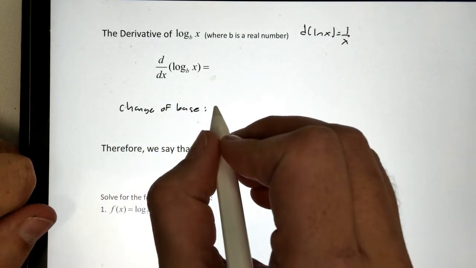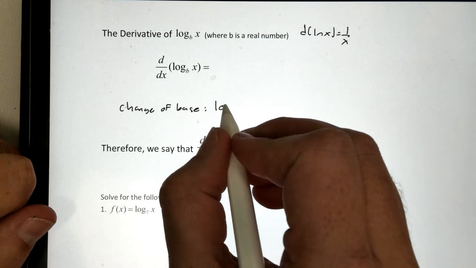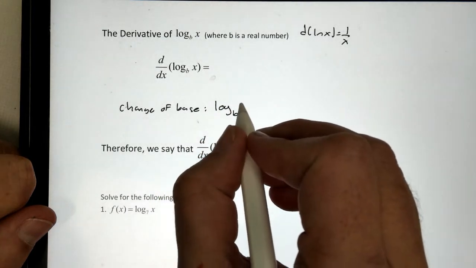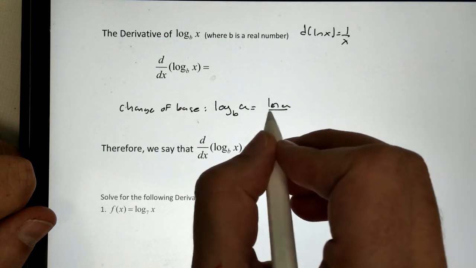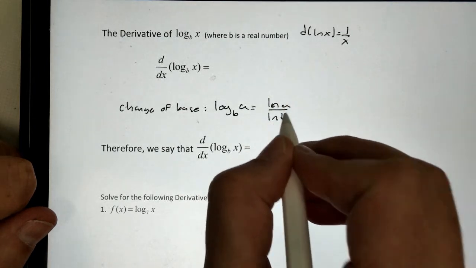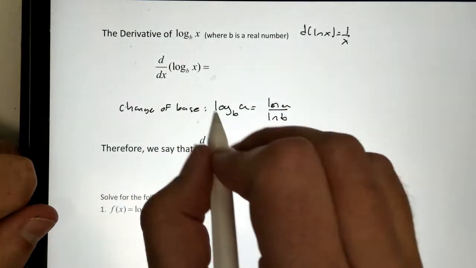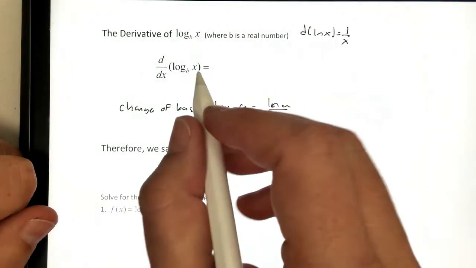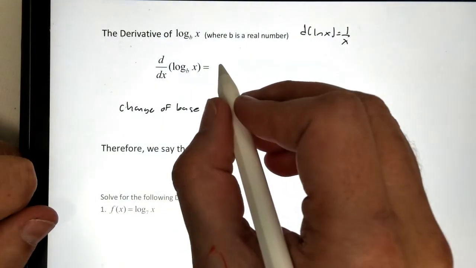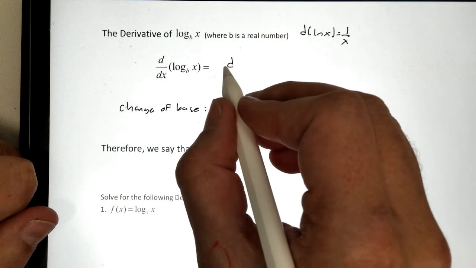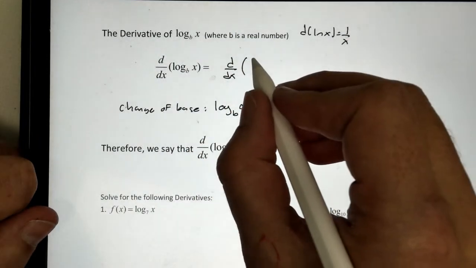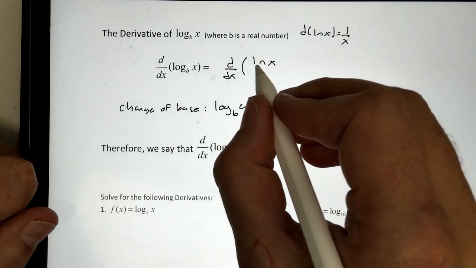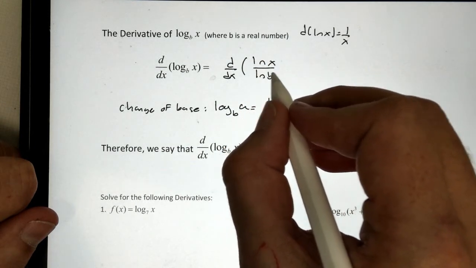To get the change of base, it says if I have the log base b of a, I can write this as the natural log of a over the natural log of b. So to take the derivative, I can rewrite this as the derivative with respect to x of the natural log of x over the natural log of b.